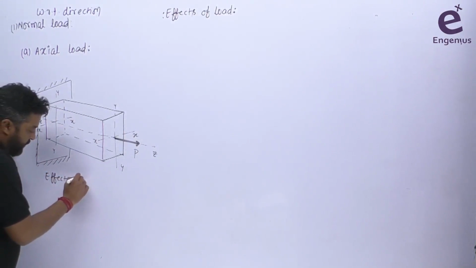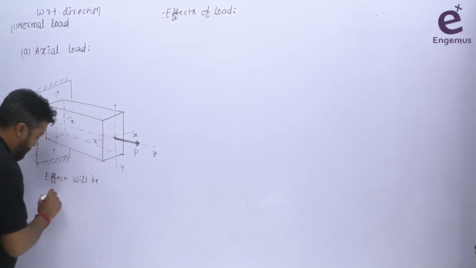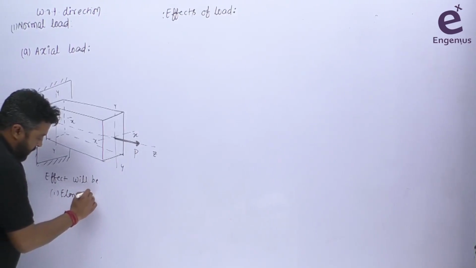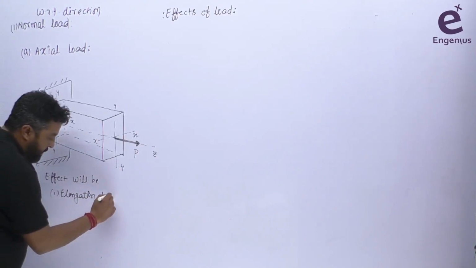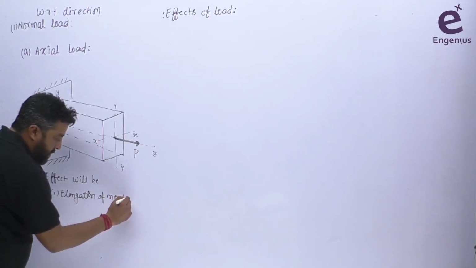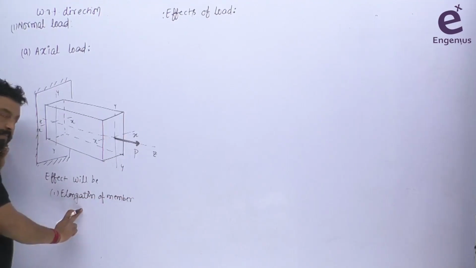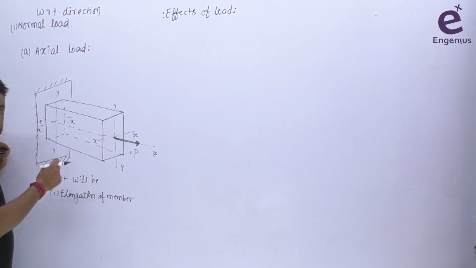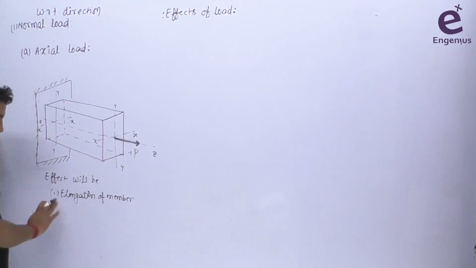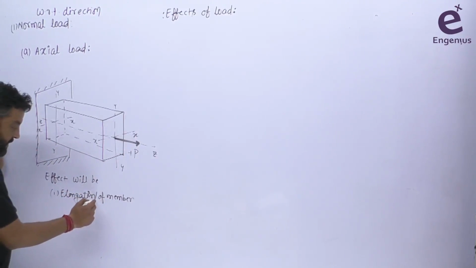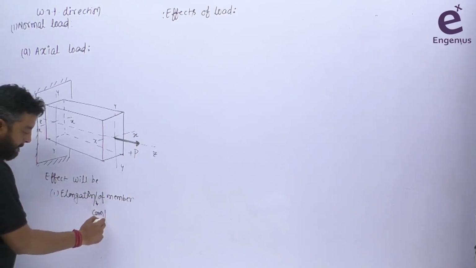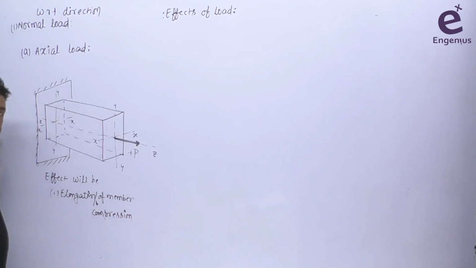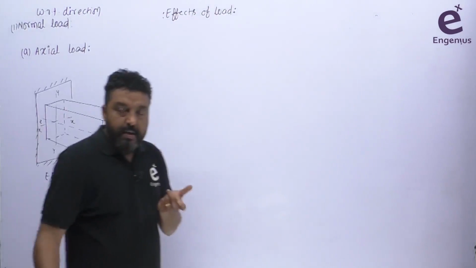The effect will be elongation of the member. Definitely in this case I'm considering the tensile load. When there is a compressive load, then there is compression. So you can say there is elongation as well as compression of the member.